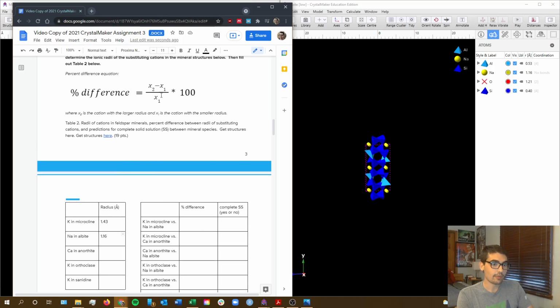And what we now do is use the percent difference calculation, or formula. So we have to determine which cation has the larger radius. That'll be x2. The one with the smaller radius will be x1. So 1.43 is larger than 1.16. So potassium is x2 in this case.